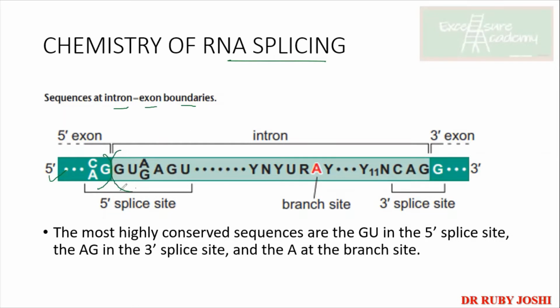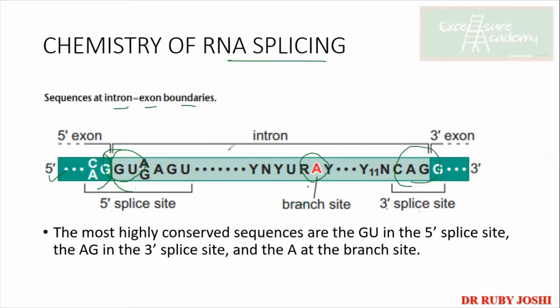Correct. Now at this boundary, it is known as the 5' splice site, where you have got the GU. Then in the sequence in the middle in the intron, you have got A. Now it is called the branch site because this particular sequence will get detached from here, okay, and will bind over here. Then at the 3' splice site, you have got AG. Clear?